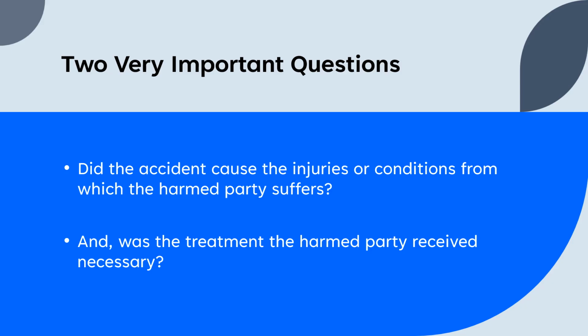Sometimes experts are needed to answer these questions, so an adjuster may enlist the assistance of peer reviewers to review the medical documents and provide an opinion, or the adjuster may even need to request that the harmed party submit to an independent medical examination, an IME, so that a disinterested third-party physician can review the case, examine the patient, and provide an opinion.